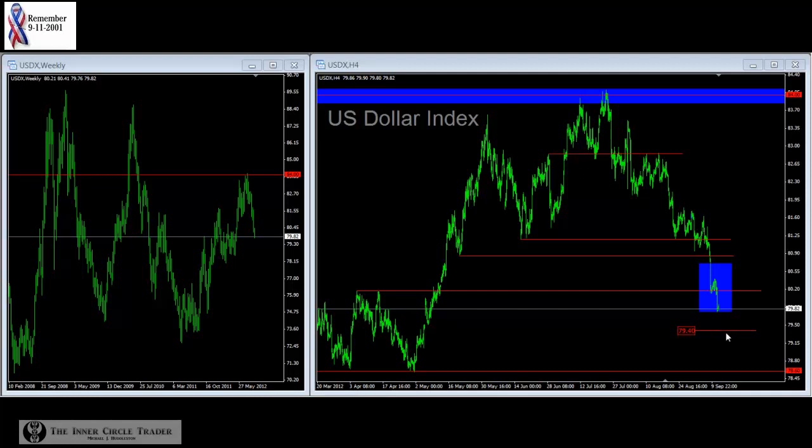So we may get down to that level and then try to retrace back up to this area in here. Now, should price get back up to that point, we may in fact find it as a short-term resistance level. So again, around that 80.20 level, that's one to watch. Let's take a look at the fiber real quick.